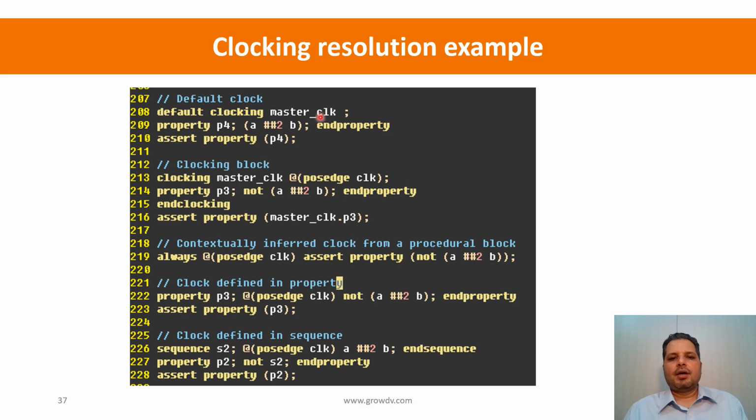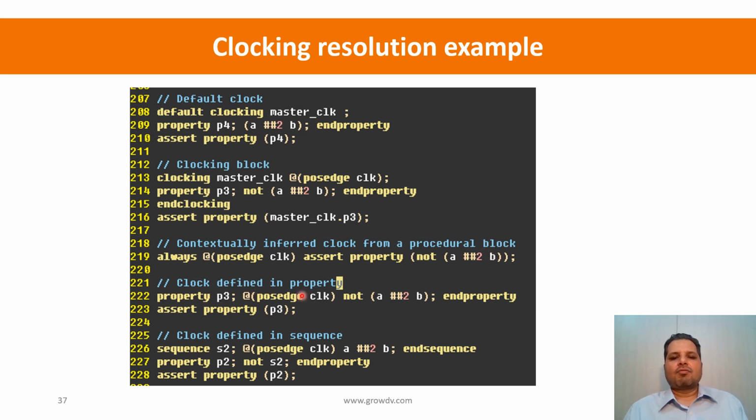If you say this, then any property where the clock is not defined, for example, here I have a property P2, A delayed by 2 B, end property, and when I say assert property P4, the A and B will be sampled using the master clock. Both the edges of the master clock will be used over here. And then I might declare properties within the clocking block, and the event that I have defined for the clocking block will be used as a sampling event for this particular property. And then if I use properties within the always block, then contextually it will infer the clock used over here as the sampling clock for the A and B of this particular property.